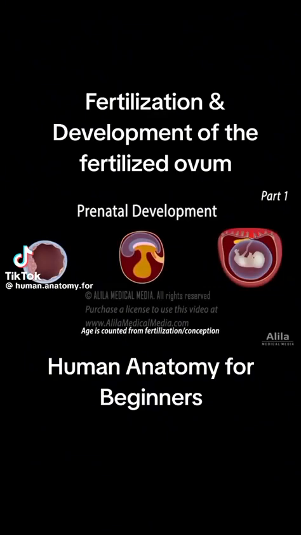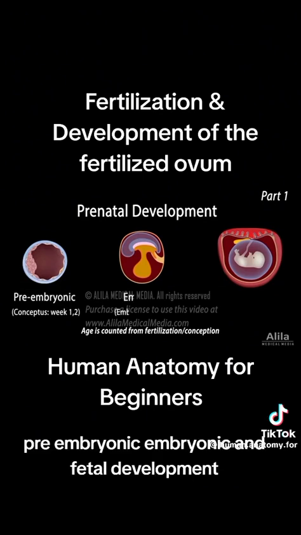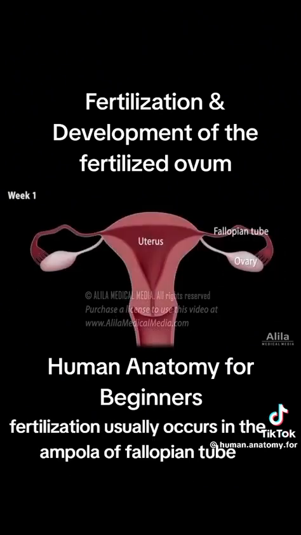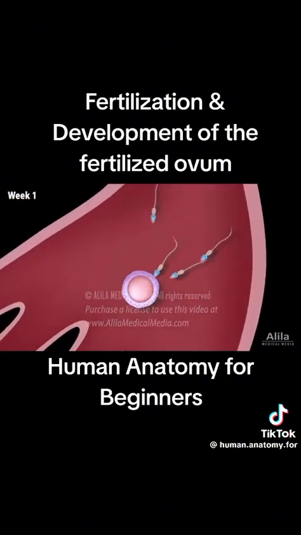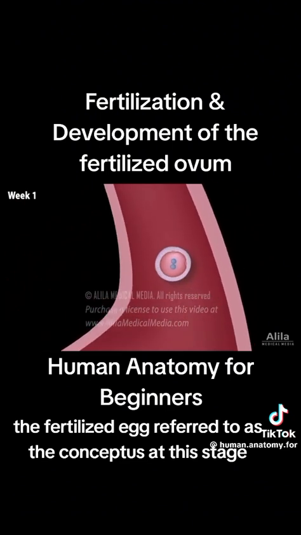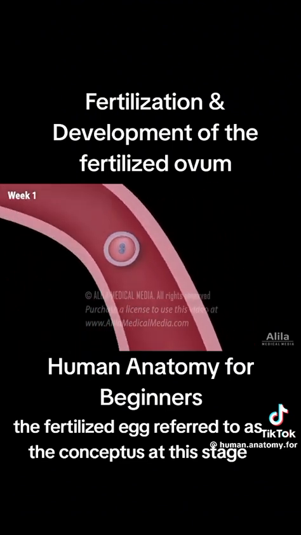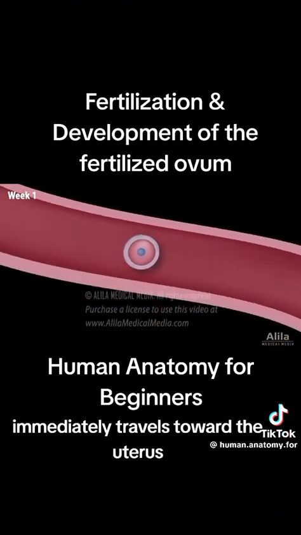Human prenatal development can be divided into three stages: pre-embryonic, embryonic, and fetal development. Fertilization usually occurs in the ampulla of fallopian tube. The fertilized egg, referred to as the conceptus at this stage, immediately travels toward the uterus.